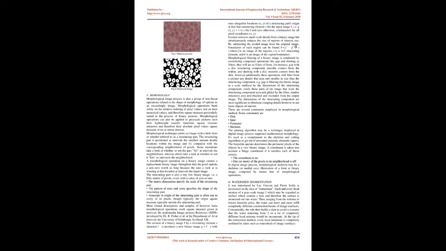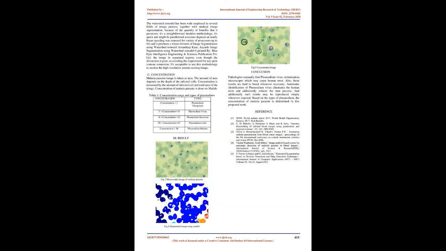Morphological filtering of a binary image is conducted by considering compound operations like opening and closing as filters. They will act as filters of form. For instance, opening with a disk structuring element smooths corners from the inside, and closing with a disk smooths corners from the outside. However, additionally, these operations will filter from a picture any details that are smaller in size than the structuring element, e.g.